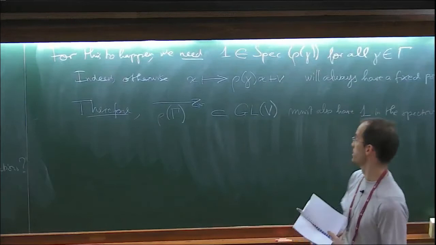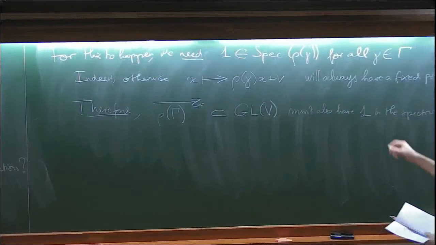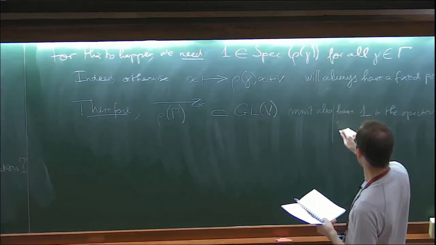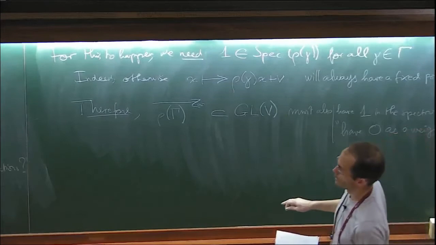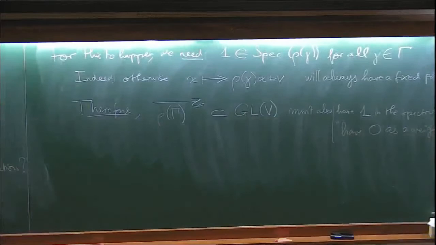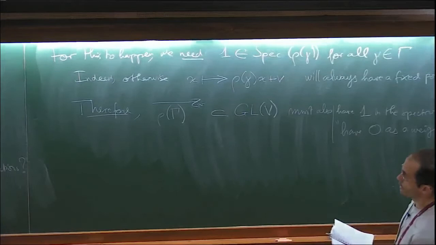And in fact, if you study Lie groups, this is called having zero as a weight. And you can see how the study of Lie groups might tell you about which subgroups of GL6 or something have zero as a weight, and then you distinguish many cases. So that's the strategy that Abels, Margulis and Soifer followed.